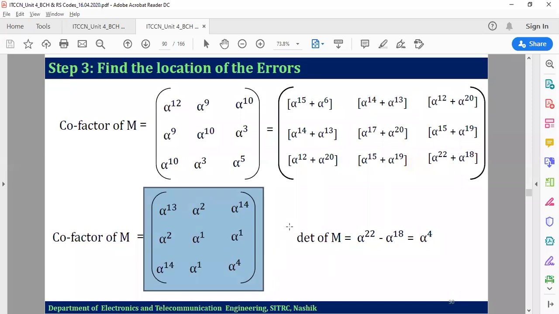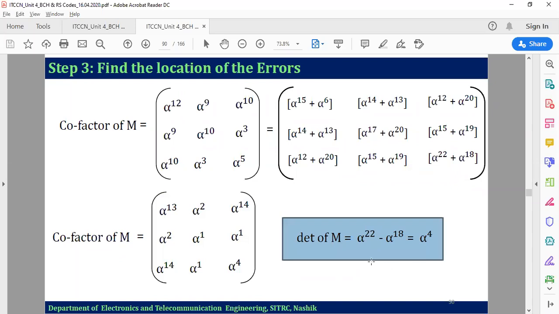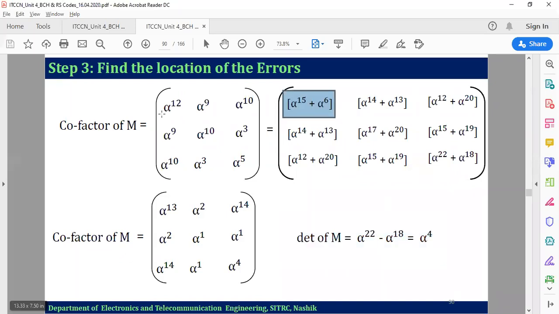Cofactor of m, and determinant of m is alpha 4. If you have not got the answer, just write this down. Just get this concept. If you are calculating, suppose the second row, third column element, that means you need to leave the second row and third column as it is. So you will have to take this element and this element for the determinant of the matrix. So alpha 12 into alpha 3, that is alpha 15, and what is the remaining? Alpha 9 into alpha 10, so alpha 19. Okay, so this is your cofactor of m.